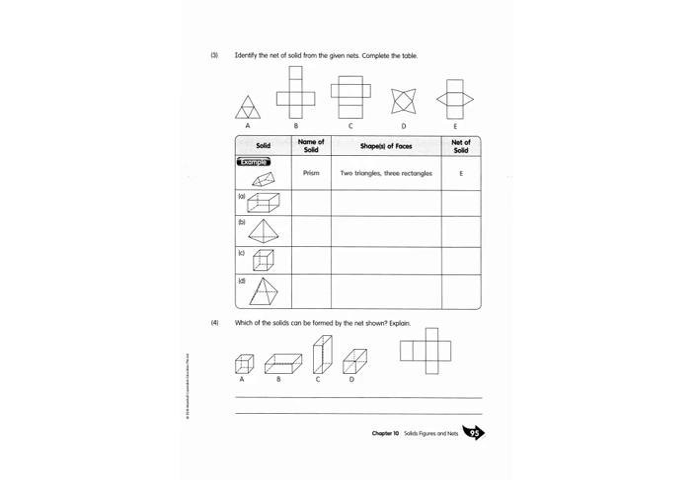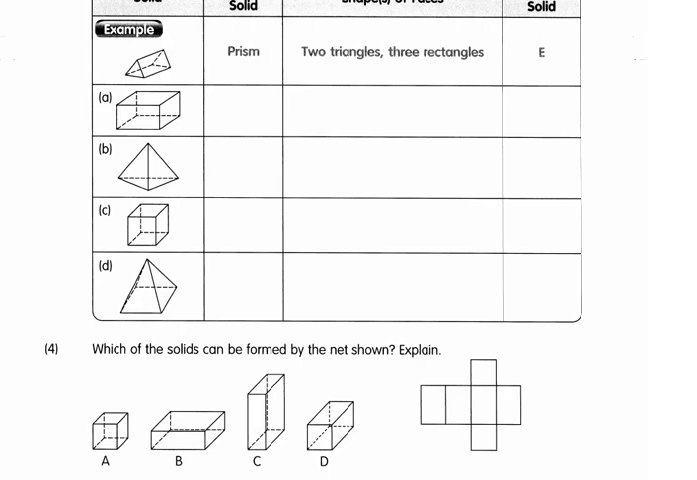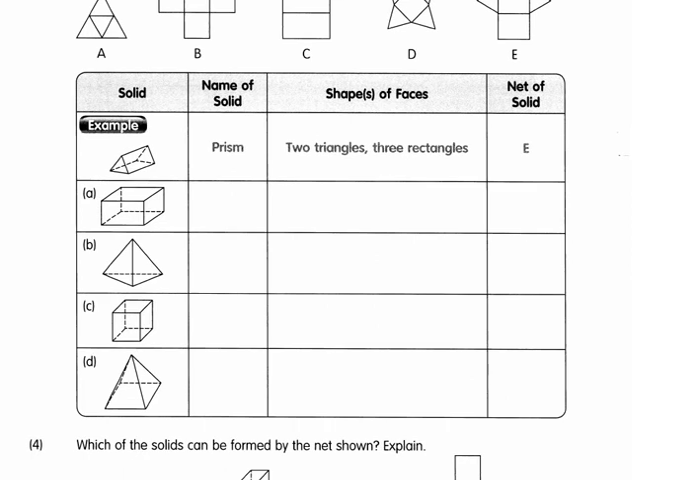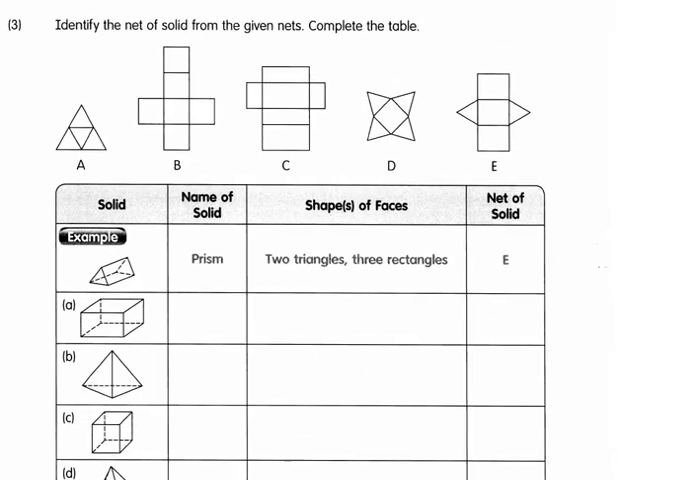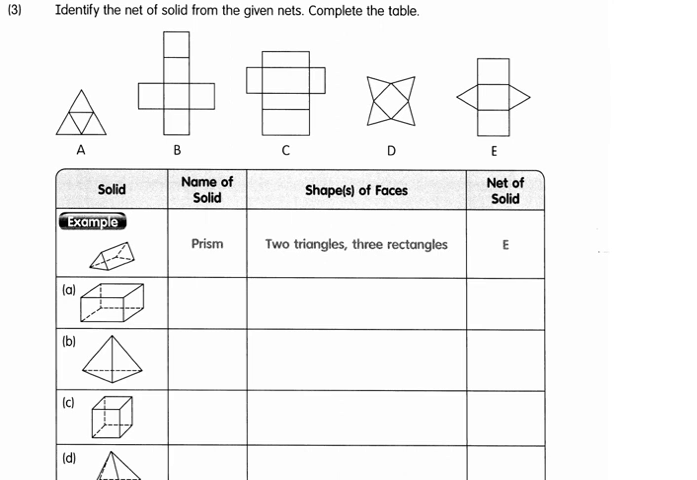Okay. Identify the net of the solid from the given nets and complete the table. So they gave you an example. So let's look at A. What's the name of A, Kathleen? Cuboid. So please write it together, cuboid.